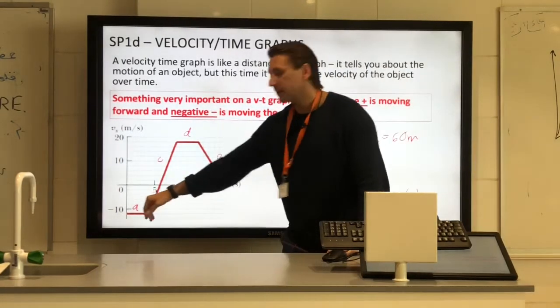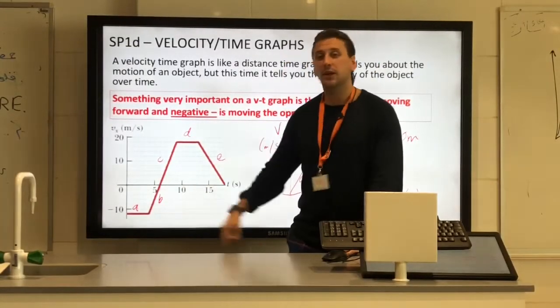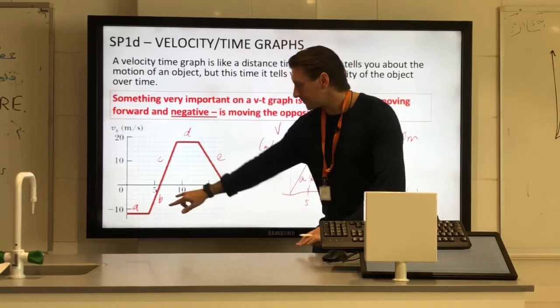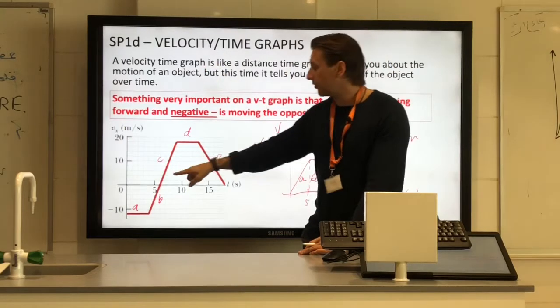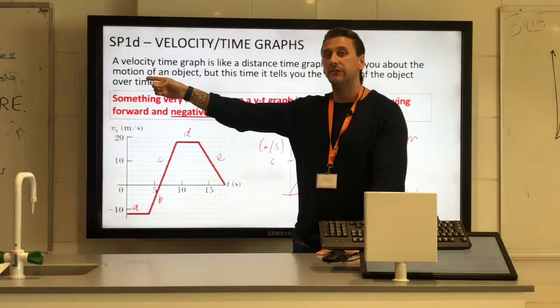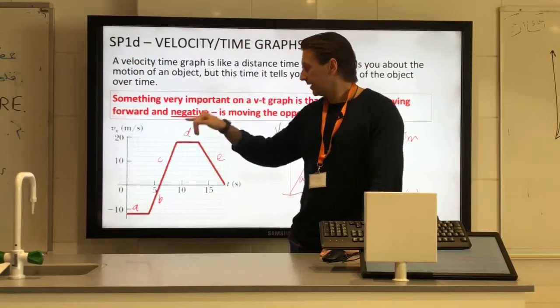So A, constant velocity, 12 meters per second that way. B, slowing down from 12 to 0, still that way. C, I'm now in the positive. I turn around and I go from 0 to 18. So I accelerate the opposite direction because I'm now in the positive, from 0 to 18 that way.